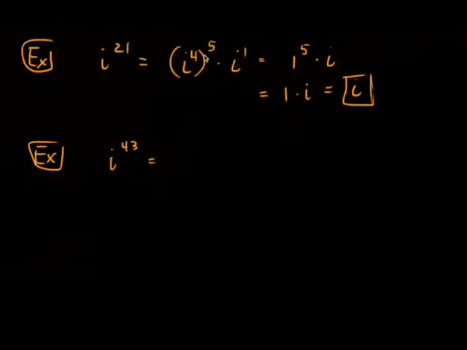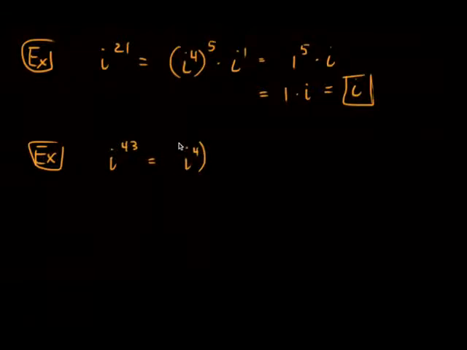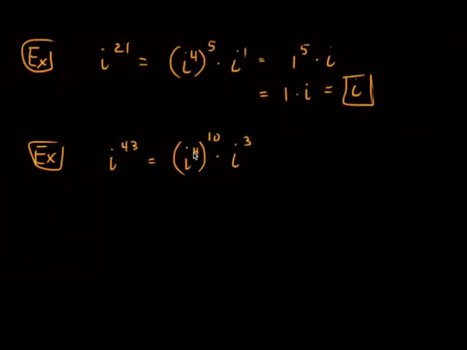So my goal is, because i to the 4th is my best friend, I think that makes it sound like I've got imaginary friends, but i to the 4th is equal to 1, so my friends are real. So i to the 4th, how many times does that go into 43? I think it goes in 10 times with a remainder of 3. So 4 times 10 is 40, plus 3, 43.